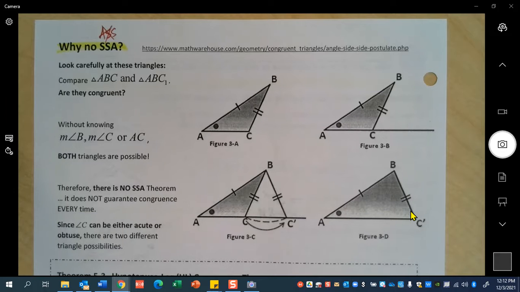Okay, so without knowing the measure of angle B up here, how big is it? Skinny or bigger? What is the measure of angle C, obtuse or acute? What is the length of AC, short or long? Both triangles are possible with that information. Therefore, there's no theorem that has two sides and the angle that's unrelated.